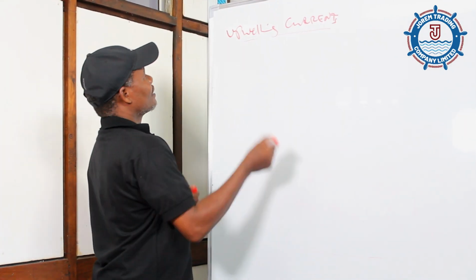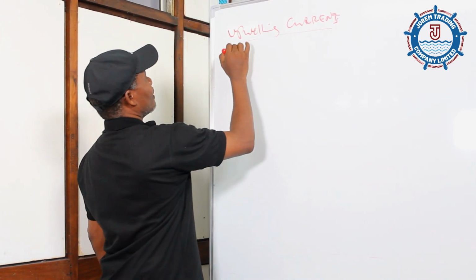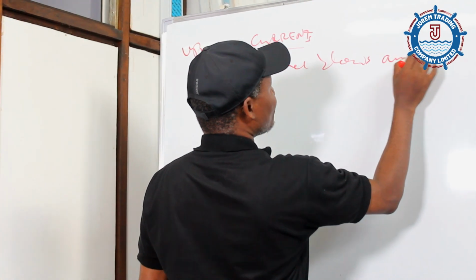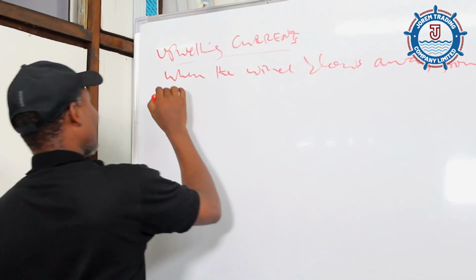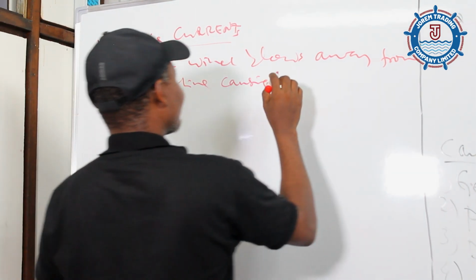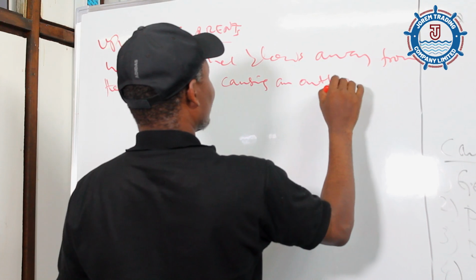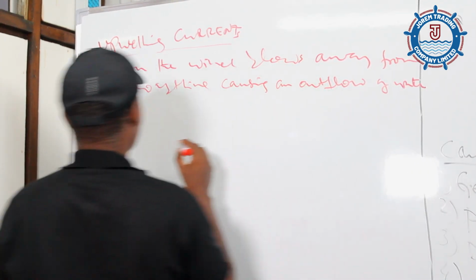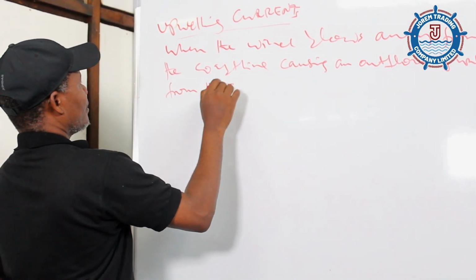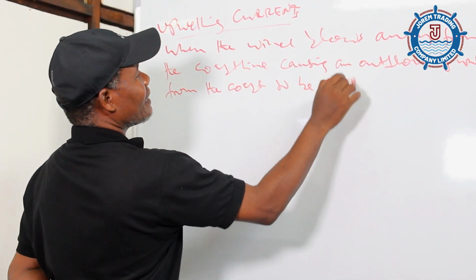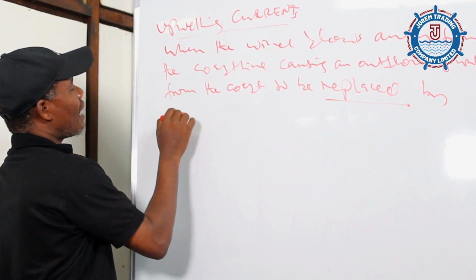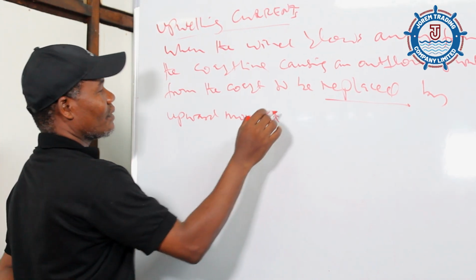So upwelling current, of course, is caused when the wind blows away, it has to be away, blows away from the coastline, causing an outflow of water from the coast to be replaced by upward movement. This is what we call upwelling.